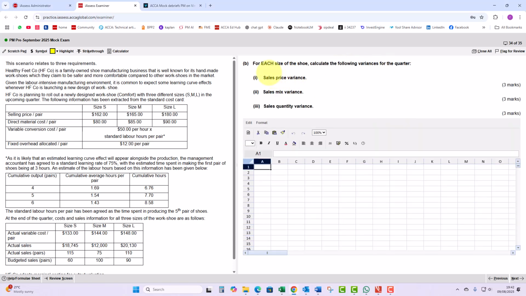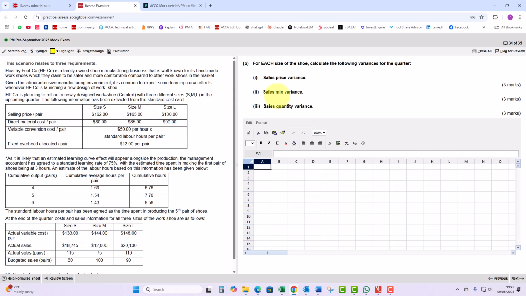shoe. And then for each size of shoe, we need to calculate these 3 variances: sales price, sales mix, and sales quantity. 3 marks each, so we'd assume just by glancing across the left, there's 3 sizes, so there's probably 1 mark for each variance for each size.